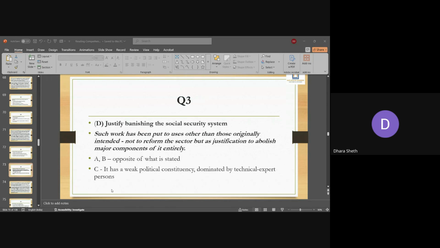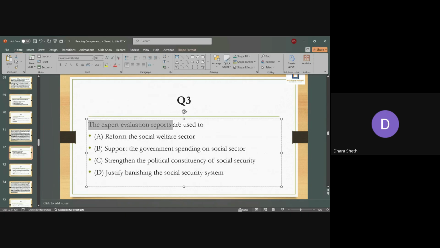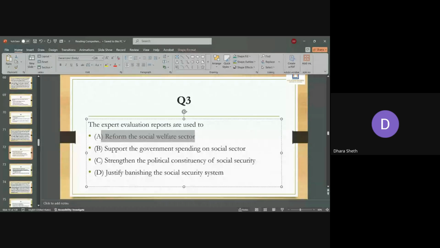The answer is D. Justify banishing the social security system. If you see here, such work has been put to uses other than those originally intended, not to reform the sector, but as a justification to abolish major components of it entirely. Okay. So what was it meant for? It was meant for a different intention, to reform the sector. But what was it actually used for? Justification to abolish the major components. So this was the intention, but what was the actual result? The actual result was D.